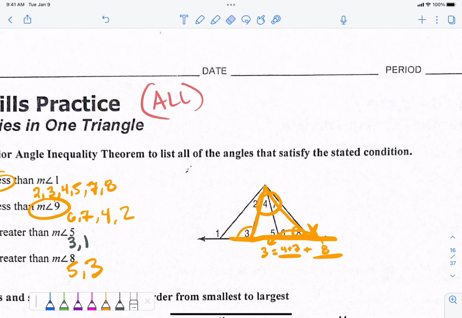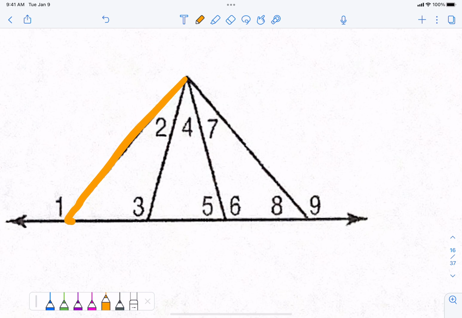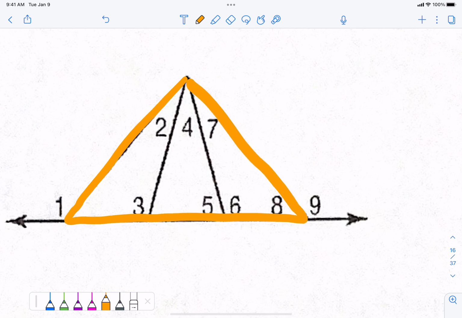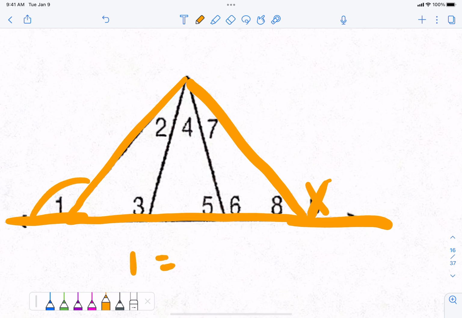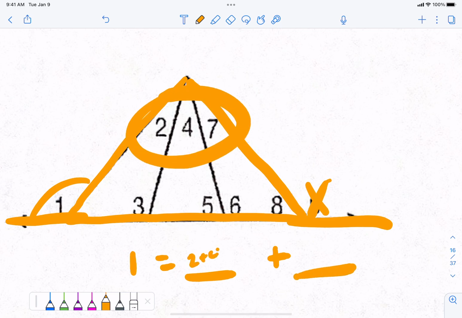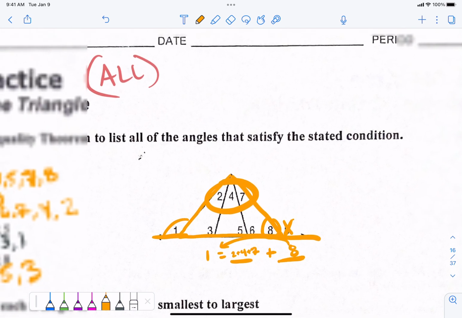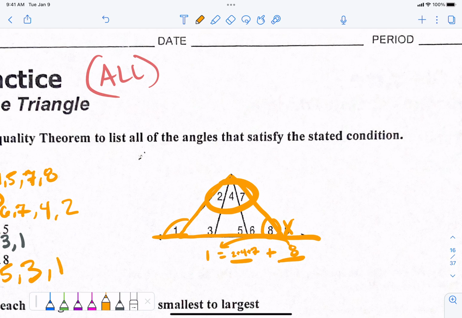Okay, easy. Now let's look at all 3 of them. Zoom back in. Okay, the exterior ones are 1 and 9, but we're going to cross off 9 because it touches 8, okay? So 1. So angle 1 is equal to two angles added together, which is this one, which is made up of 2 and 4 and 7, and angle 8. So what's bigger than 8? 1. Do you see how that works? Okay? The more you do it, the easier it is to see. Alright? So that was 1 through 4 on that page.